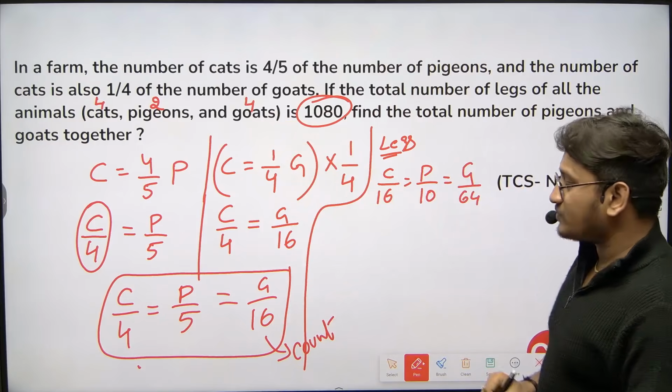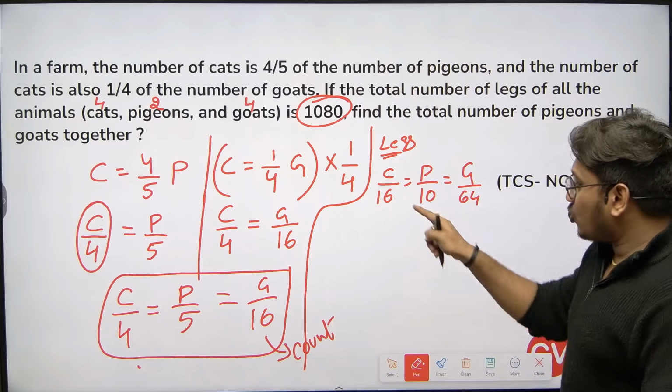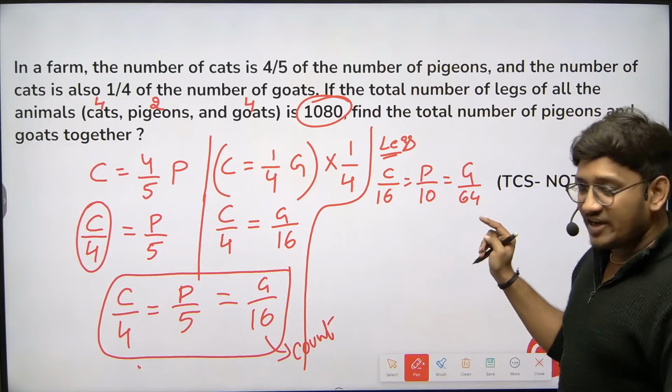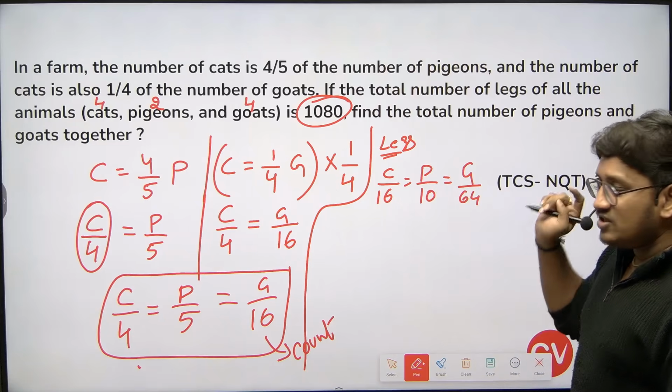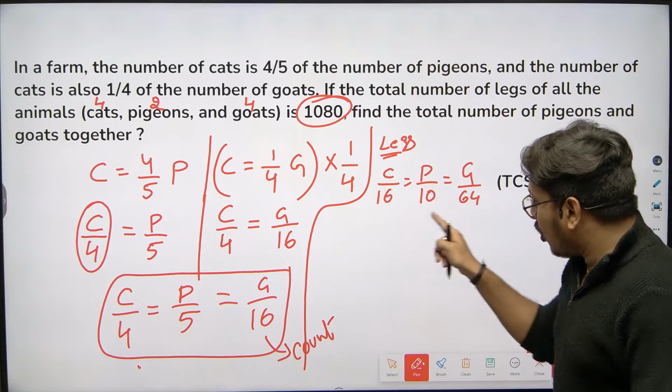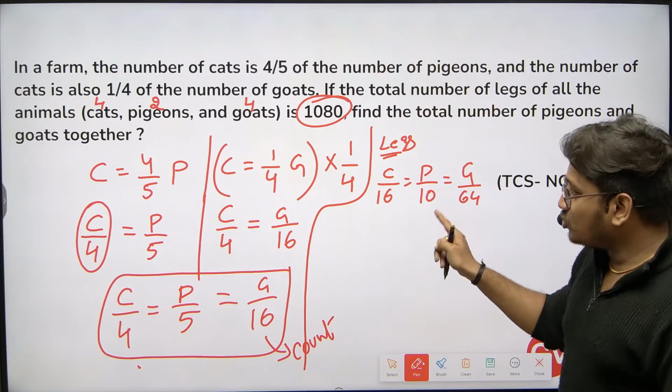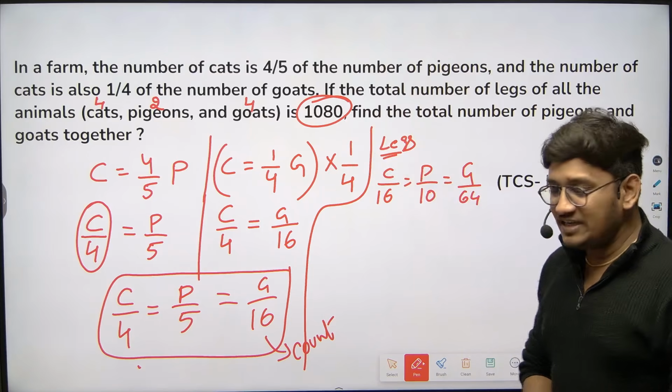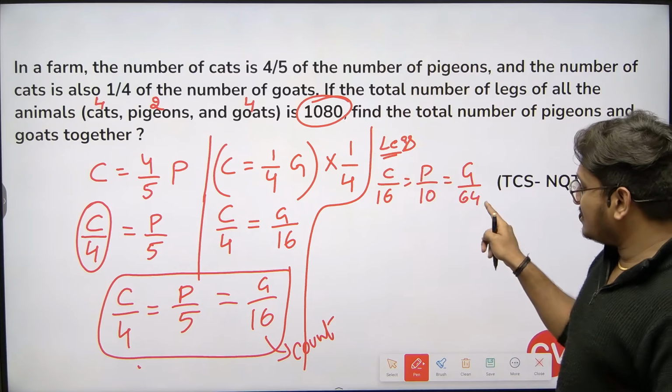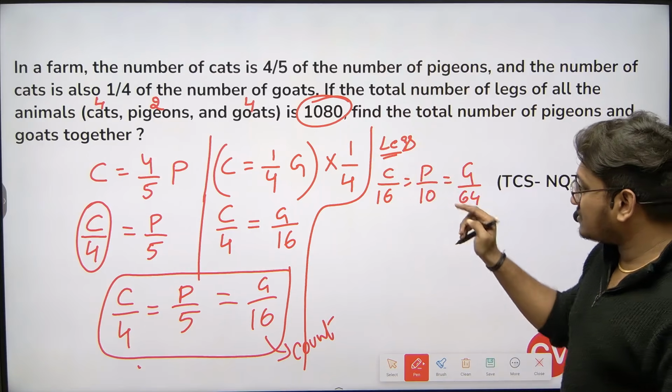If you start counting the total legs, they are in the ratio 16 is to 10 is to 64. Now if you add all the ratios, that should be equal to 1080, right? Now 64 plus 16 is nothing but 80, 80 plus 10 is 90.